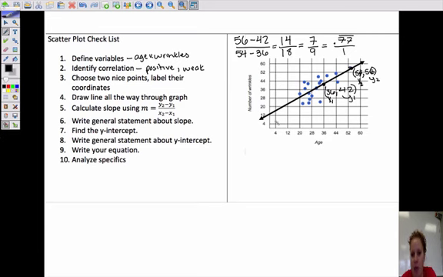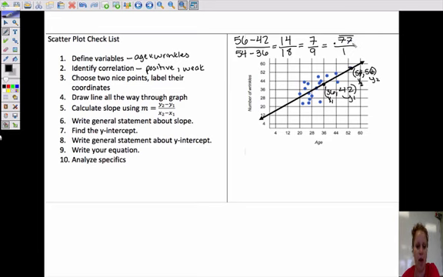And instead of talking about for every 9 years you get 7 wrinkles, now we can talk about every 1 year you get 0.7 of a wrinkle. So you don't quite get a wrinkle every year. Every 9 years you get 7 wrinkles, every 18 years you get 14 wrinkles, every 1 year you get 0.7 of a wrinkle. So that would be our general statement. And you guys can write that down. I'm not going to waste our time. But for every 1 year, you get 0.7 wrinkles.